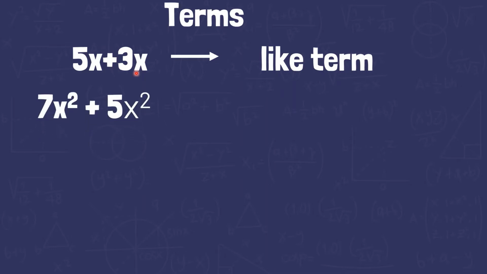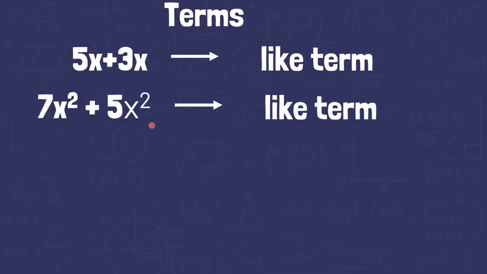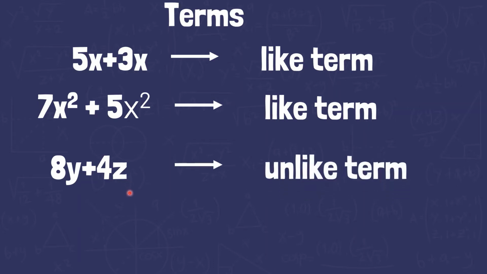The second question, are the variables the same? The variables are the same. The second thing we're going to check, are the powers the same? Yes, they are. Both of them have the power of 2. So both of these terms are like terms. Now keep in mind, we can solve like terms, but we cannot solve unlike terms. 8y plus 4z, are the variables the same? No, the variables are different. The first one is y and the second variable is z. So the variables are different, which means these are unlike terms.